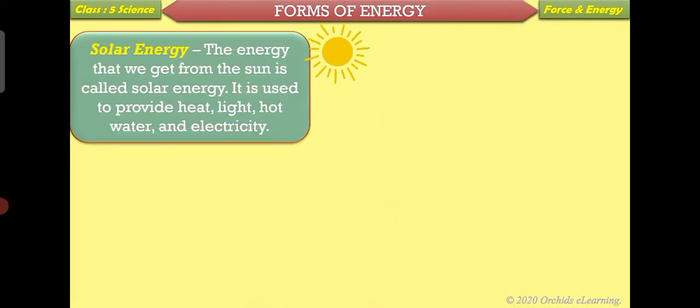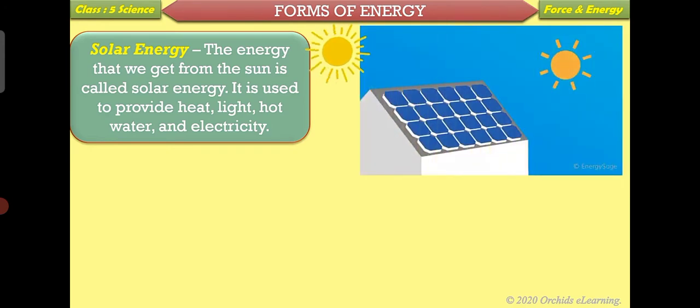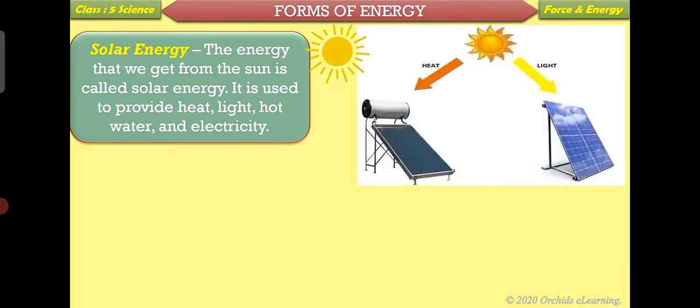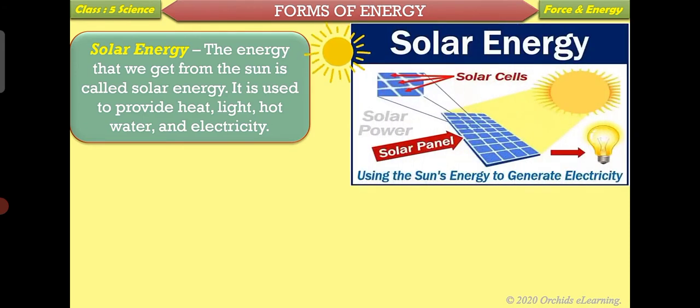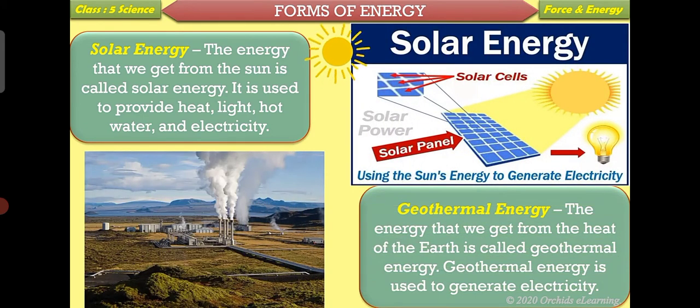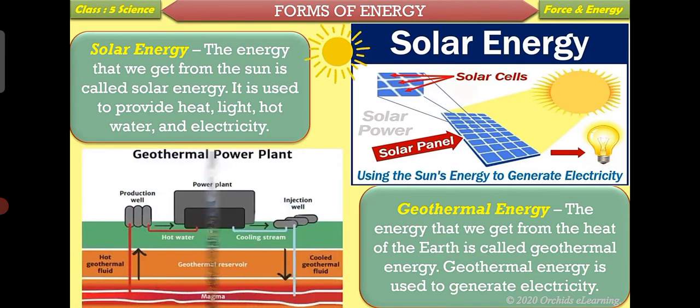Solar energy. The energy that we get from the sun is called solar energy. It is used to provide heat, light, hot water, and electricity. Geothermal energy. The energy that we get from the heat of the earth is called geothermal energy. Geothermal energy is used to generate electricity.